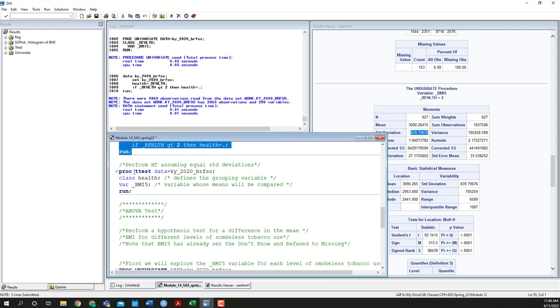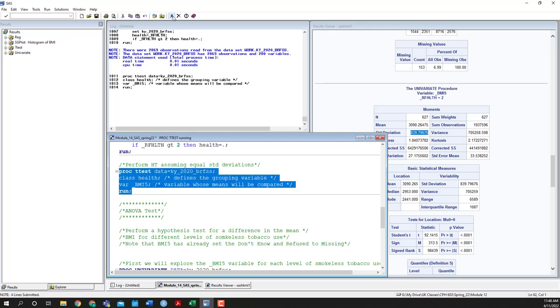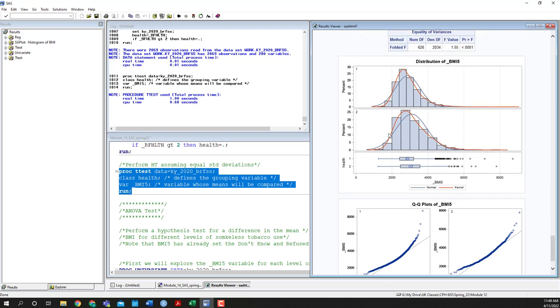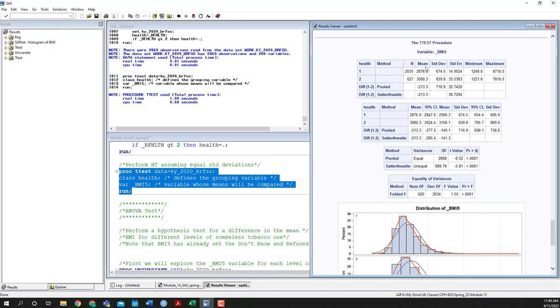And then we're going to use the Proc test again, but notice this time I'm going to add in this line right here. This is going to be the grouping variable. So we're going to group by health, and then the variable we're summarizing is the BMI one. All right, so again we'll get some plots and different outputs. Notice here we've got our histograms again. We could use these box plots to compare variance as well. Right, but here's the output we're interested in, and in particular we're interested in this box right here.